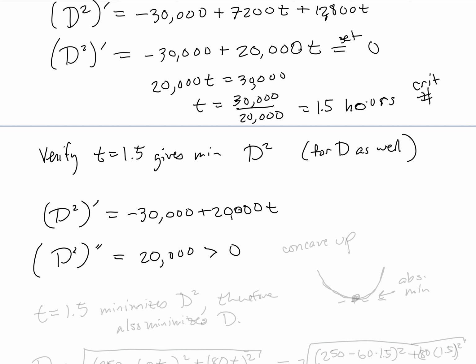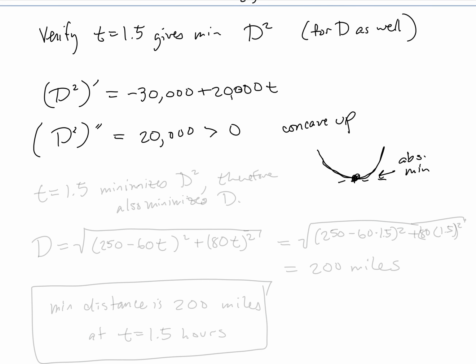And note this is always greater than 0, so this is concave up. So we're using the second derivative test this time. It's concave up, and because this function is concave up, that means that this critical value where the first derivative is 0 is going to be an absolute minimum. And it's an absolute minimum because this function is concave up the entire time. So this really is an absolute minimum.